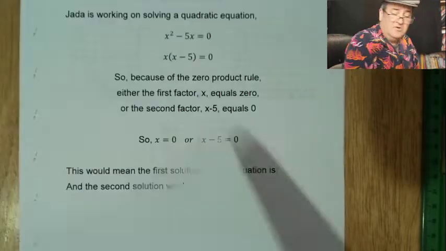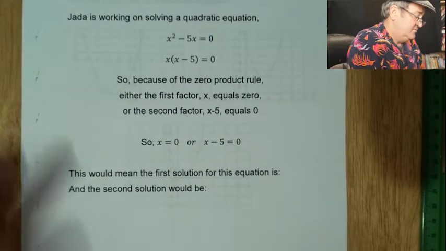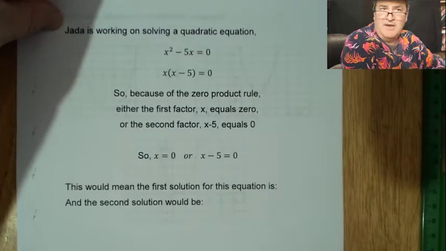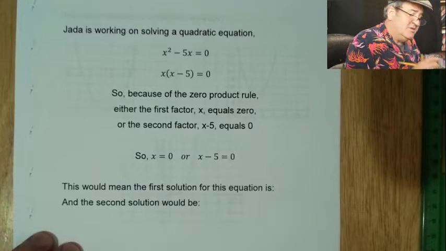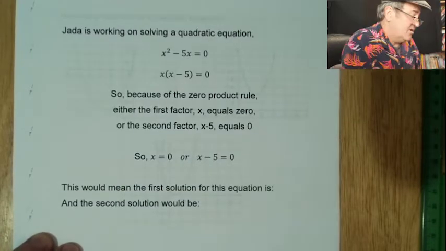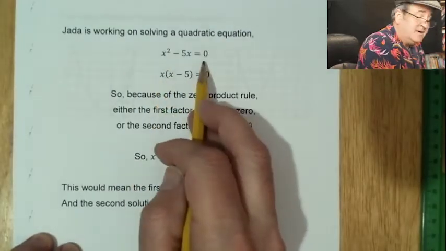All right, let's move on. This may take a little bit longer today, but you don't have another assignment to do. Video is your assignment. All right, let's look at what Jada was doing here. She was working on solving this quadratic equation. So she had this equation, x squared minus 5x equals 0.